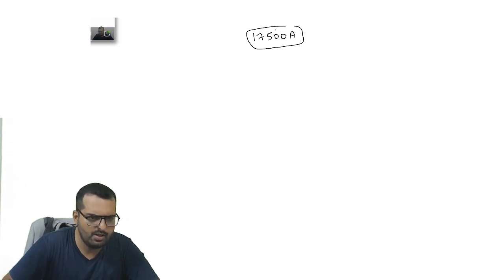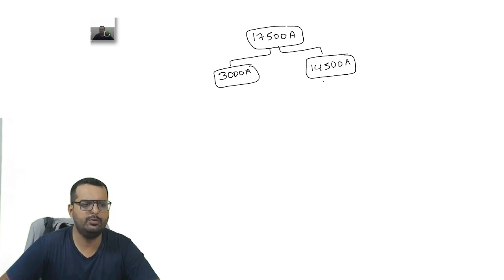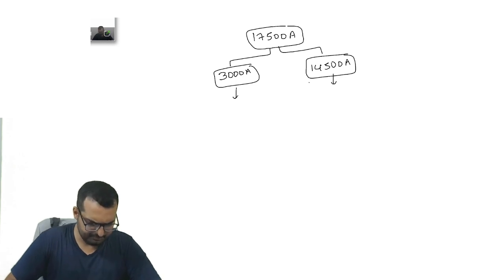So what's the answer you get over here? You get 17,500 adverse. All right. Then you get 3,000 adverse. After this, you get 14,500 adverse. All right. Fine. This is the thing that you get over here.